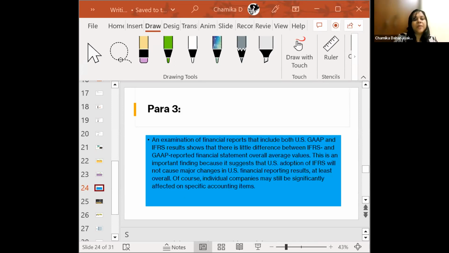Okay, let me explain this one very quickly. Now, it says an examination of financial reports that include both US GAAP and IFRS results show that there is little difference between IFRS and GAAP.